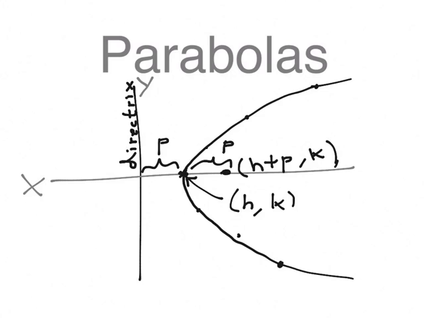Just like how for the focus we added onto the x coordinate because it was shifted on the x-axis, our directrix is going to have an x coordinate and only an x coordinate. Our directrix is x equals h minus p.